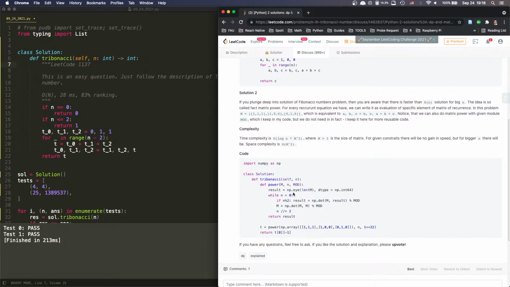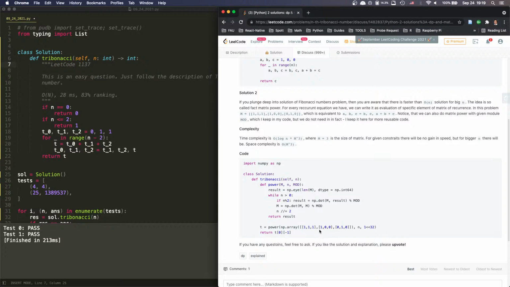While n is larger than 0, if it's an even number, then we're going to multiply by m again, right? And then we're going to do dot m and m. Now, if it's odd, we accumulate the result, right? Otherwise, we're just going to multiply by themselves. So that's all log n here.